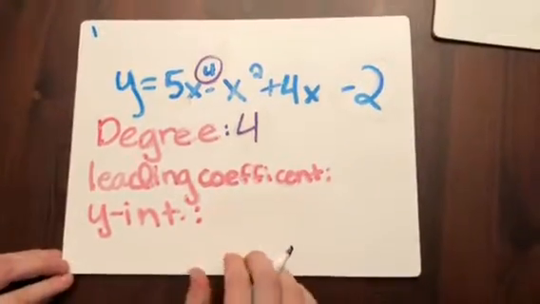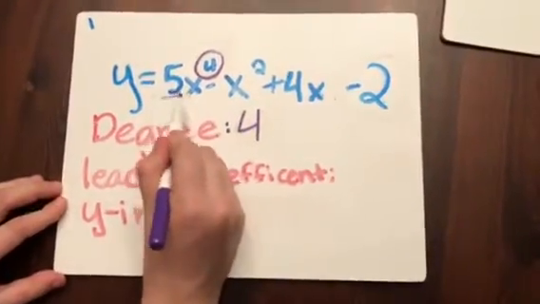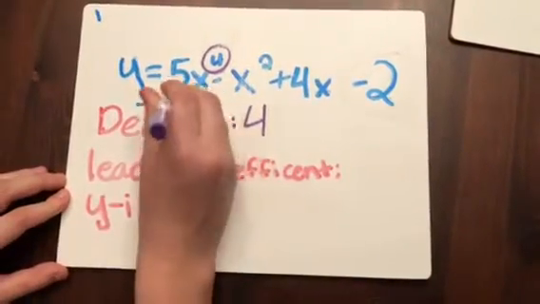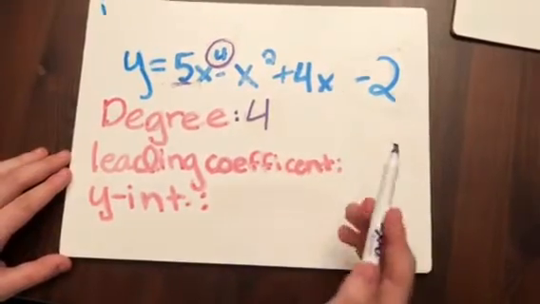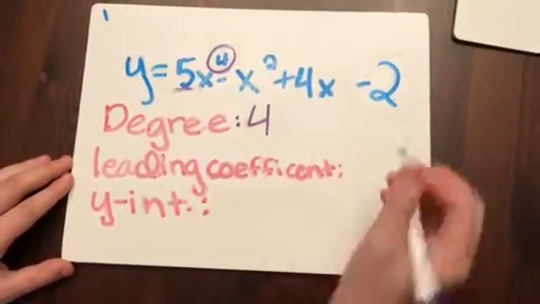Leading coefficient, you are looking for this number, the first number in standard form. We know it's in standard form because the exponents are ordered from greatest to least. So for this, the leading coefficient would be 5.